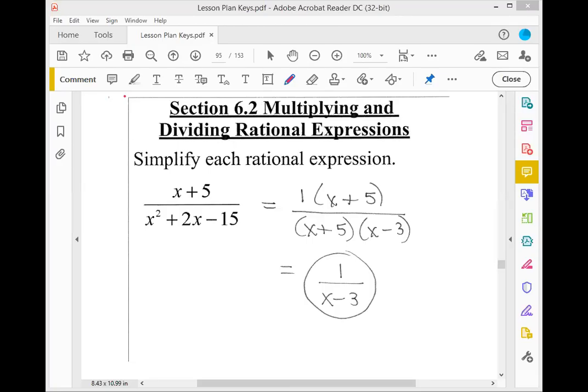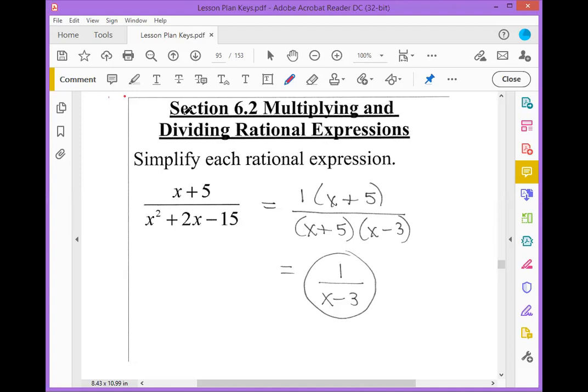All right, this video is going to cover notes from section 6.2, which deals with multiplying and dividing rational expressions. So in this first example, we're asked to simplify x plus 5 divided by x squared plus 2x minus 15.